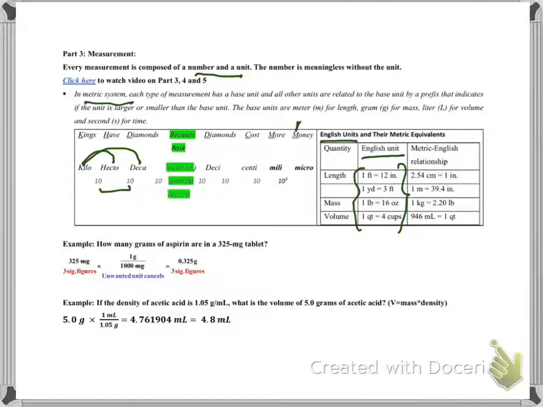So let's look at the problems. For example, here the question is how many grams of aspirin are in a 325 milligram tablet. So the very first thing that you do is write down the number that is given to you in the question, which is 325 milligram. Ignore these significant figures right now, but we are going to discuss them very soon. And here is milligram, and you're going to write down the same unit down here, milligram, and you want to convert it to grams, so grams will go here.